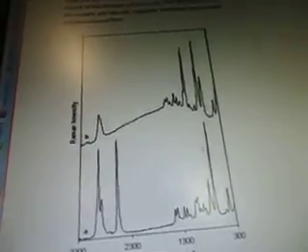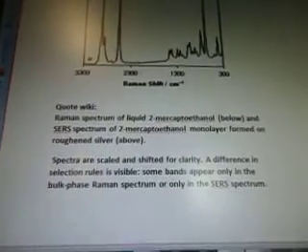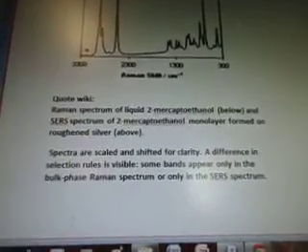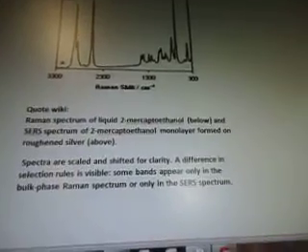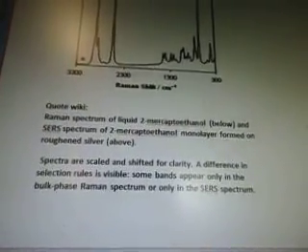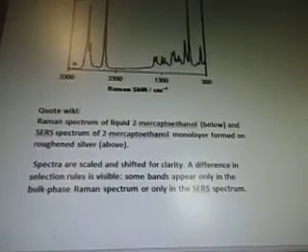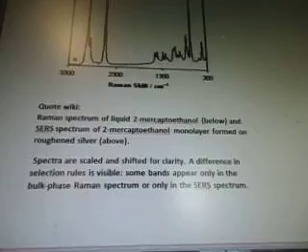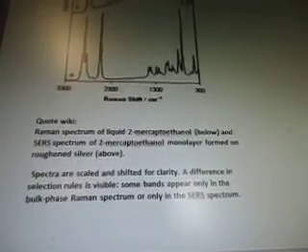There's Raman intensity, B, and A is Raman shift. So, quote from Wiki. Goes from 300 to 3300. Quote from Wiki: Raman spectrum of liquid 2-mercaptoethanol below, and SERS spectrum of 2-mercaptoethanol monolayer formed on roughened silver above. Spectra are scaled and shifted for clarity. A difference in selection rules is visible. Some bands appear only in the bulk phase Raman spectrum or in the SERS spectrum.